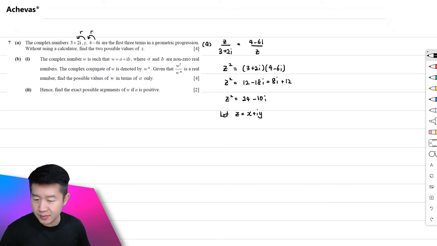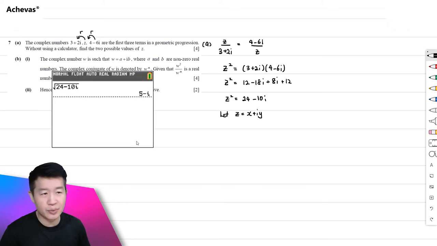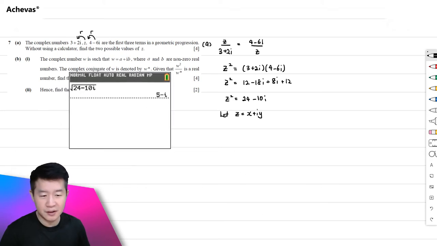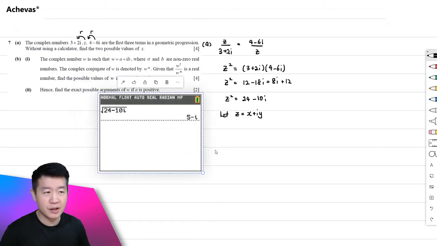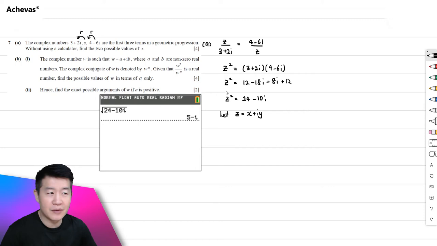Let me show you something. You should definitely try to press this into your calculator like this, just to do a quick verification for yourself. If I were to solve for z, this is one of the possible answers that I will be getting, because z is actually just the square root of this. In fact, it is plus minus the square root of this. But if I can use my calculator, I'll probably just get the answer immediately.